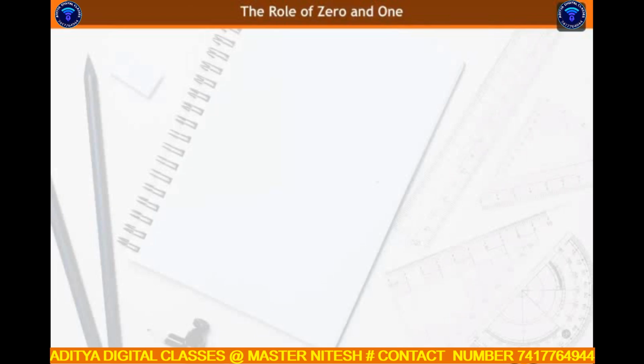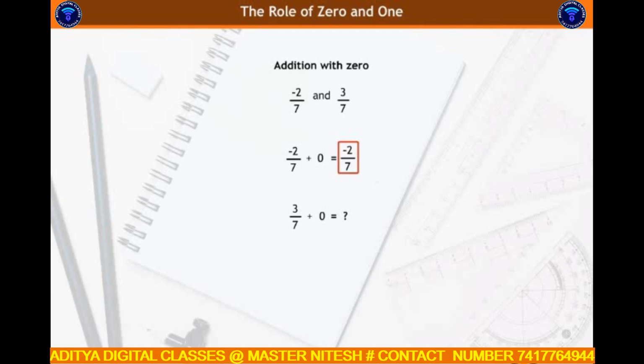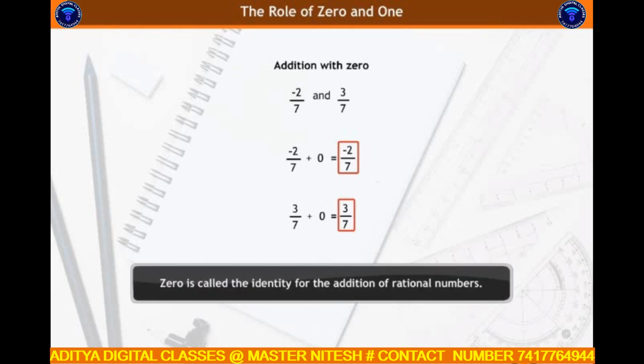The role of 0 and 1. Let us look at the rational numbers minus 2 by 7 and 3 by 7. Now, let us see the operation of 0 on both rational numbers. Firstly, add 0 to both of them. What will you find? Yes, we get the same result in both fractions. Addition of any rational number with 0 gives the same rational number again. This is true for all rational numbers. Thus, 0 is called the identity for the addition of rational numbers.